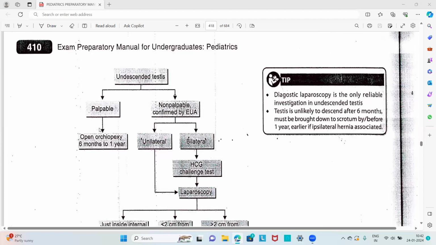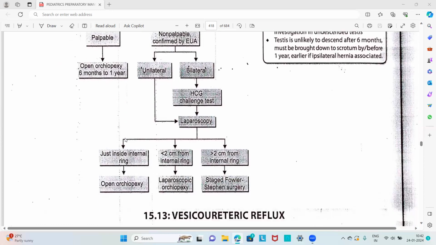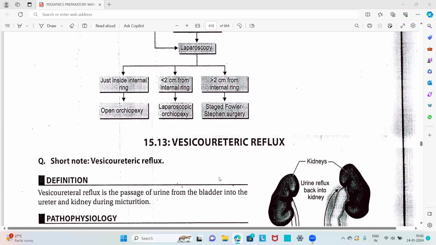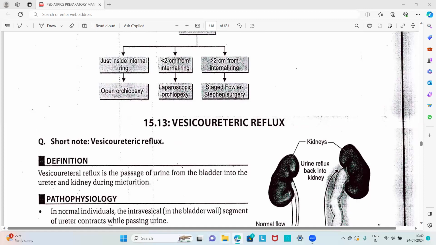If it is palpable, go for open orchidopexy. If it is non-palpable, we have different options: open orchidopexy if the testis is just inside the internal ring, laparoscopic orchidopexy if it is less than 2 centimeters from the internal ring, and staged Fowler Stephens surgery if it is greater than 2 centimeters from the internal ring. So that is all regarding the chapter of disorders of the kidney and urinary tract.